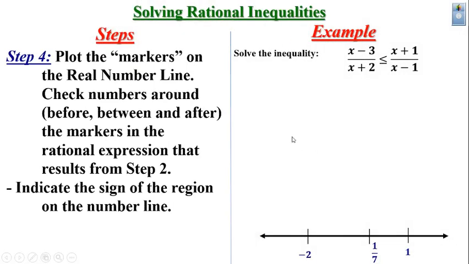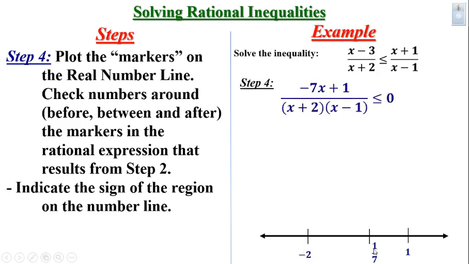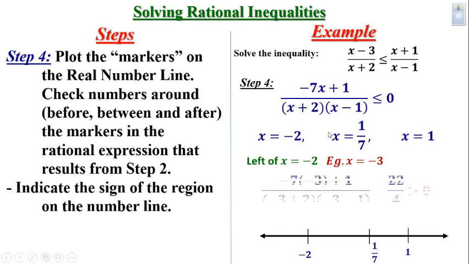Let's continue. Now I'm going to plot my markers. I've already plotted them here in order: -2, 1/7, and 1. And so I'm going to remember that the markers have a bracket at 1/7 and parentheses at -2 and 1. And then I'm going to find my numbers just like I did with polynomial inequalities. In this case, I'm going to try -3, a number to the left of -2, in the combined inequality. And when I plug that in, I get 22/4, which is a positive number. So then I'll put a positive marker.